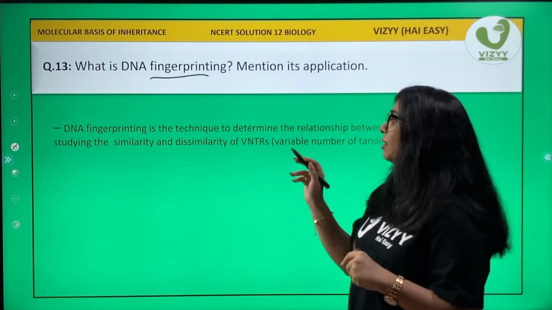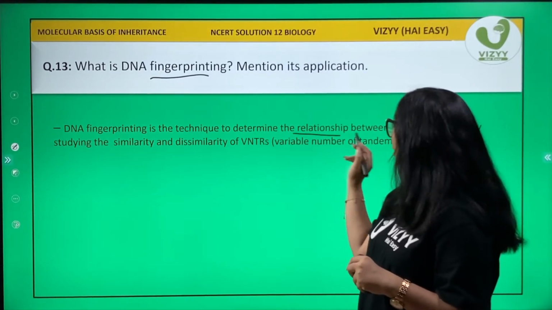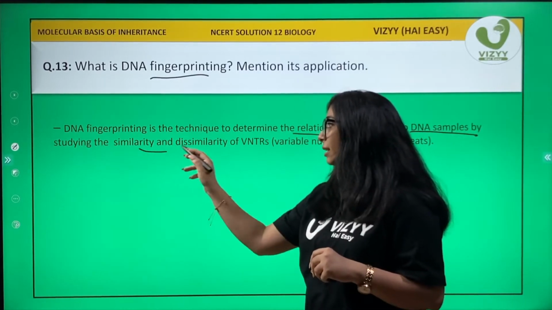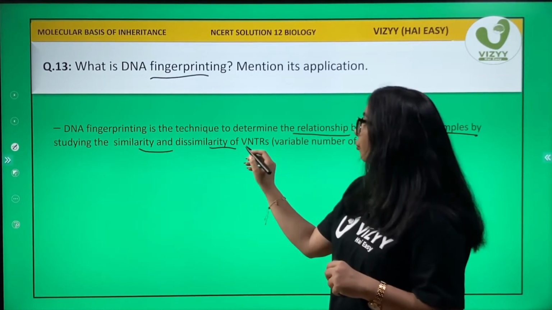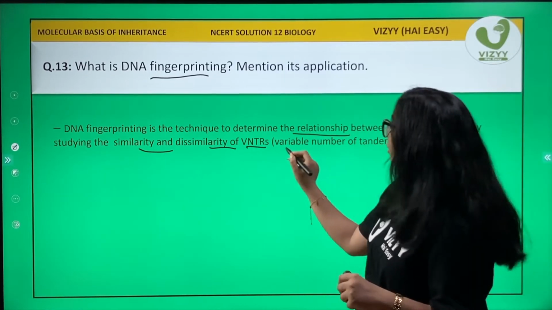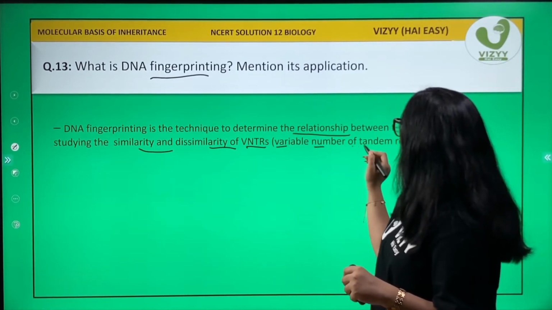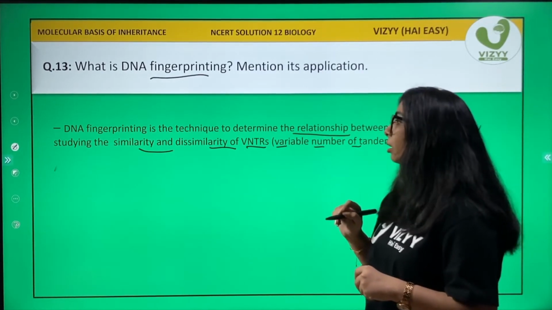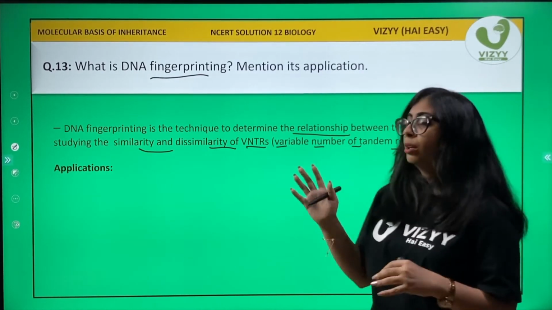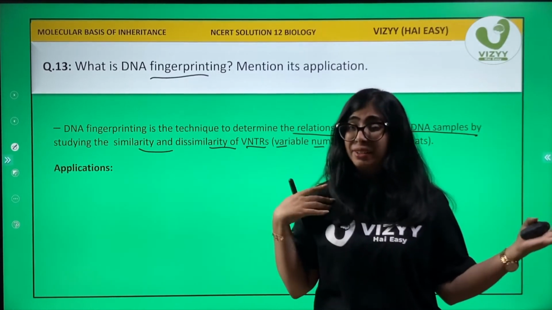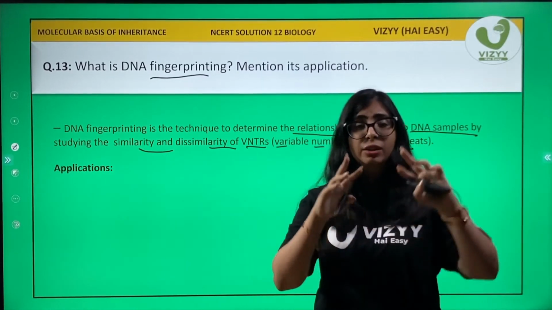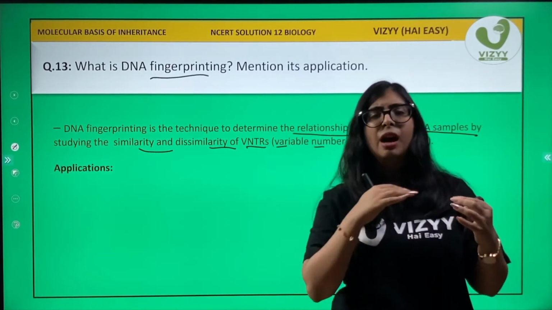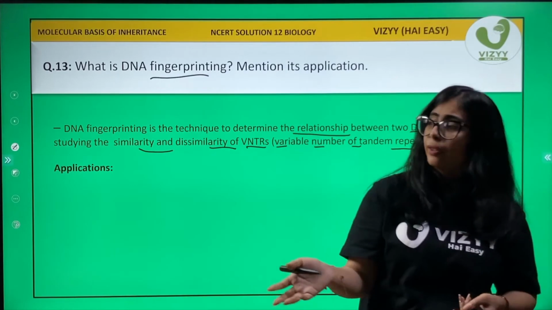So, DNA fingerprinting is a technique to determine the relationship between two DNA samples, studying the similarities and dissimilarities of VNTRs, that is, variable number of tandem repeats. DNA fingerprinting is used to study two DNA samples: how closely are they repeated, how closely do they resemble each other?